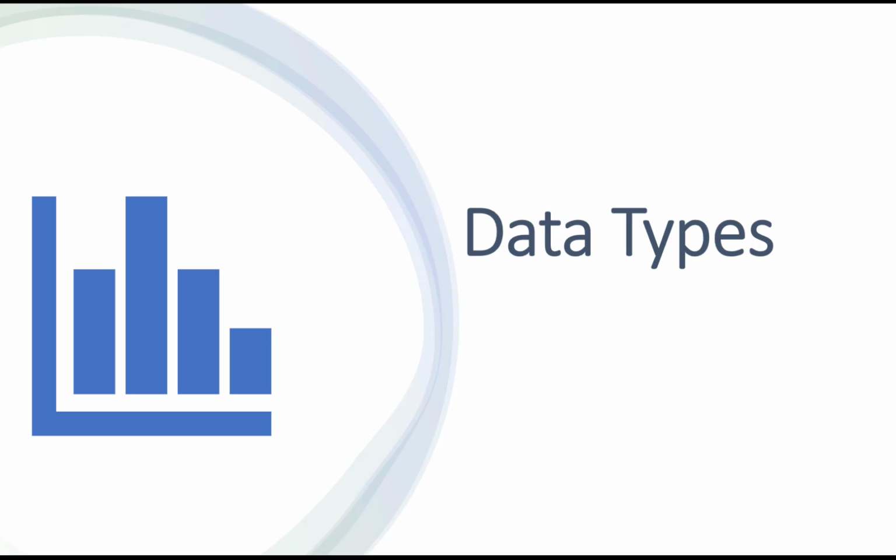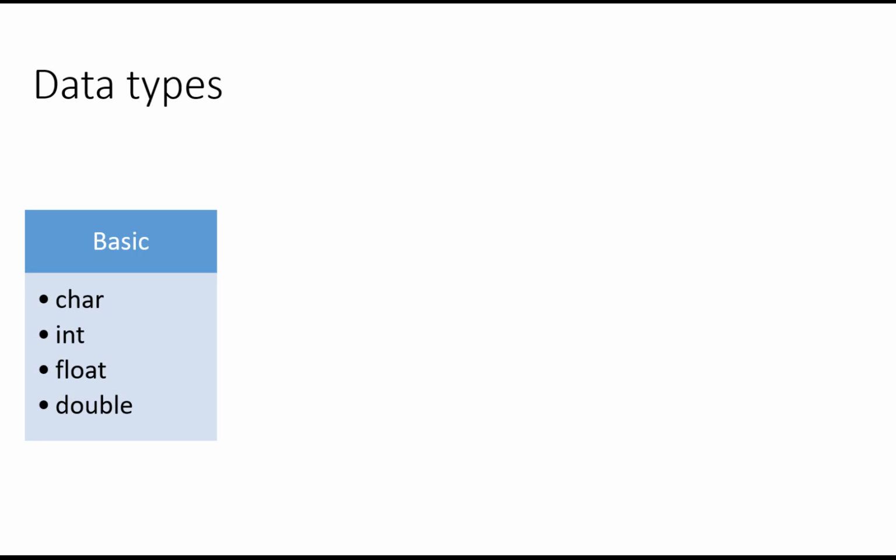So in this lecture, we are going to know what all data types are available and when to use which one of those. There are four different categories of data types. The first one is basic, which we are going to cover in this particular lecture. The basic data types are further of four types: character, integer, float, and double. In just a short while, we will look into the details of each.